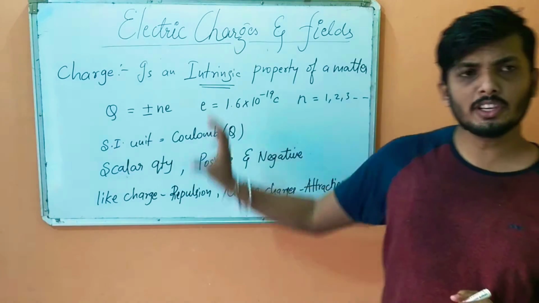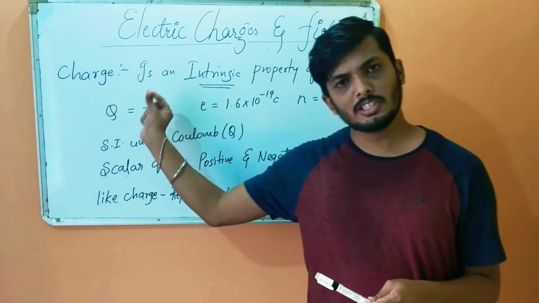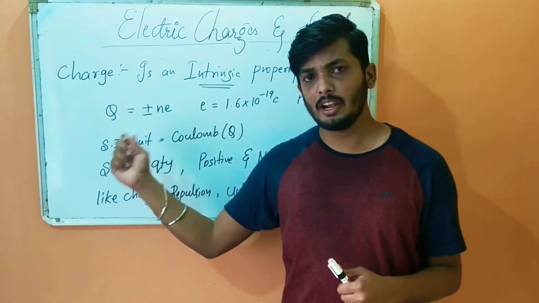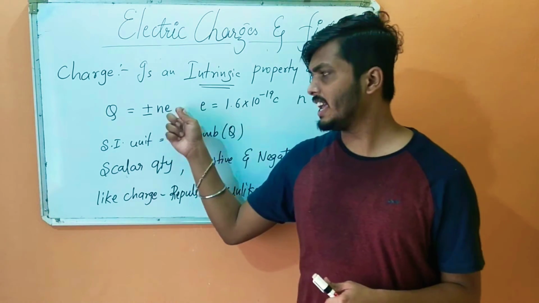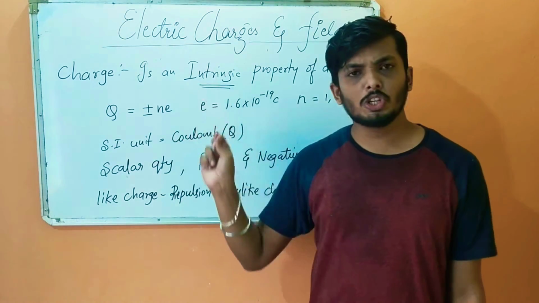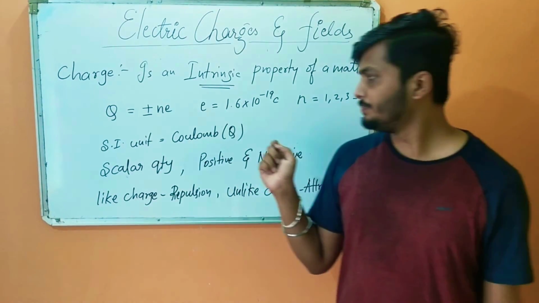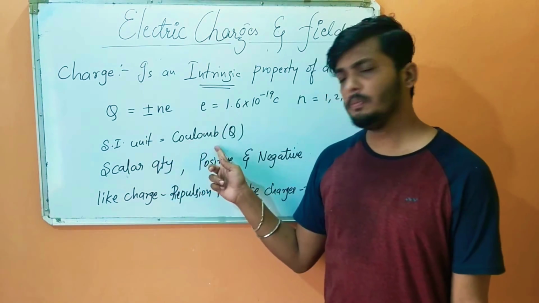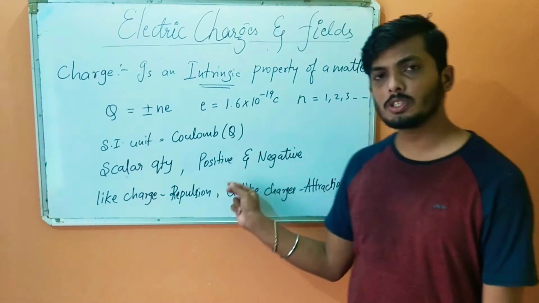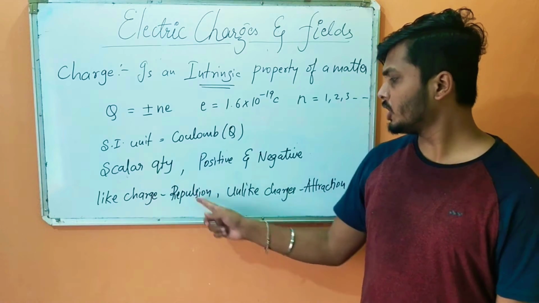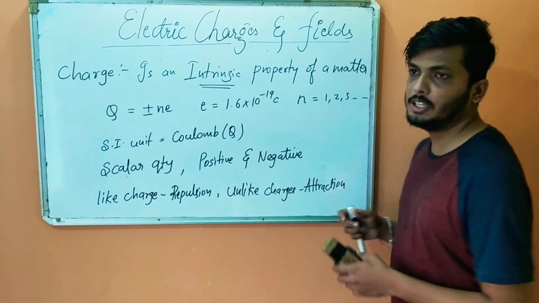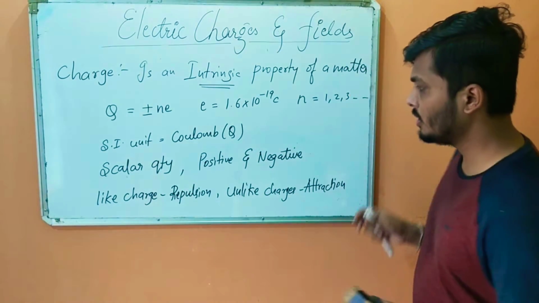So this is the basic introduction of the charge. What is a charge? It's an intrinsic property of matter, or a fundamental property. It is denoted by capital letter Q. How do you measure it? Plus or minus Ne, where e is the charge of an electron, or you can say proton, because this is the smallest possible charge that you can add or remove. The SI unit of charge is coulomb. Charge is always a scalar quantity. There exist two kinds of charges: positive and negative. Like charges will always repel each other, and unlike charges will always attract each other. Have you copied this? Okay.